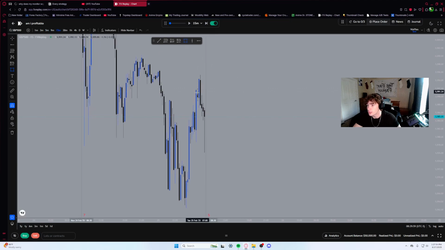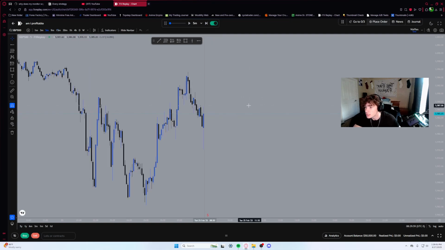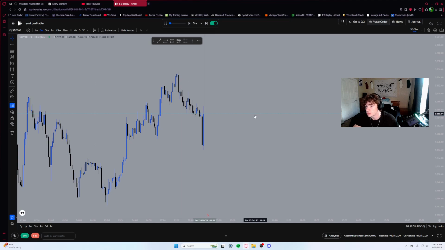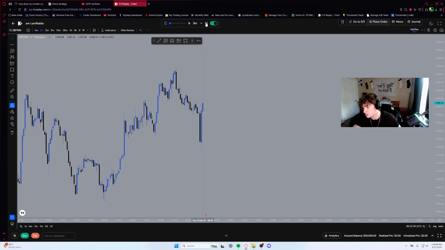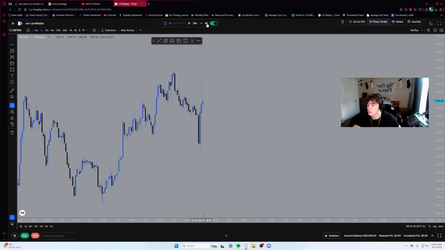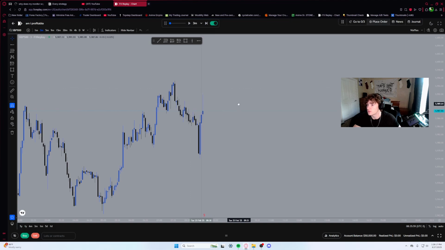Cool. Now, let's go to the 15 minute. We see this breaker block right here. We already retraced to it. I doubt we'll retrace again. Let's go to the 5 minute. We got nothing to go off of. Absolutely nothing. This is not good. Anyways, market opens. We go up 10 points. Nice. Now, we react off of this fair value gap.